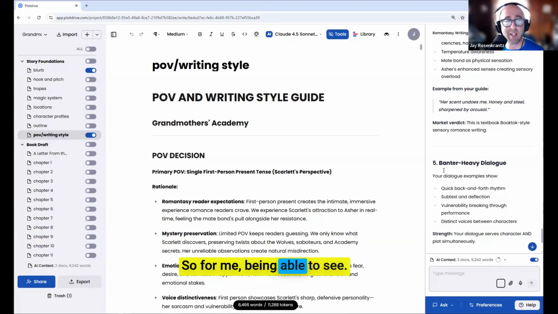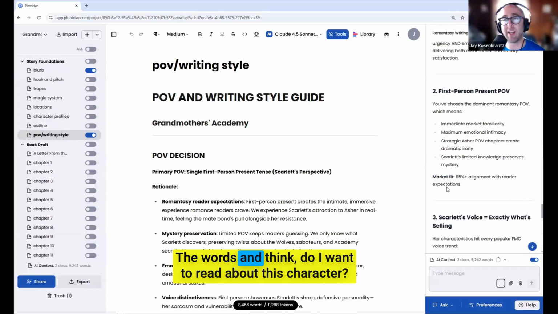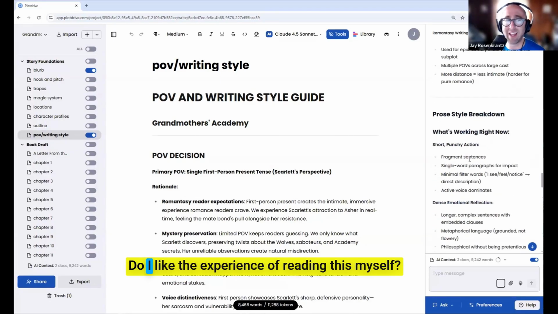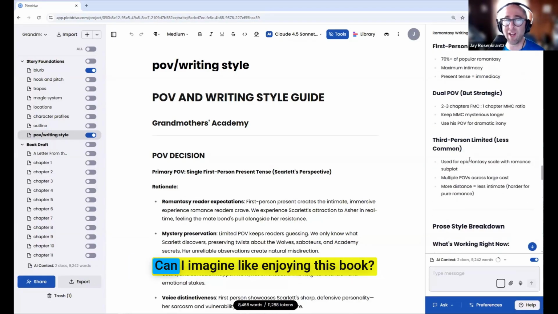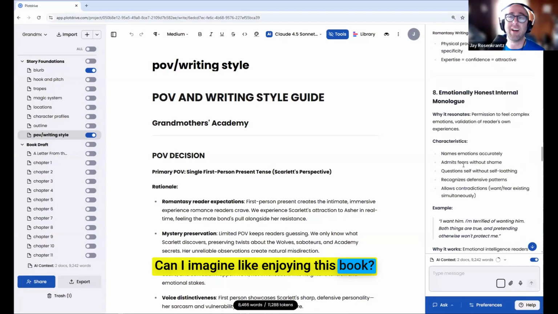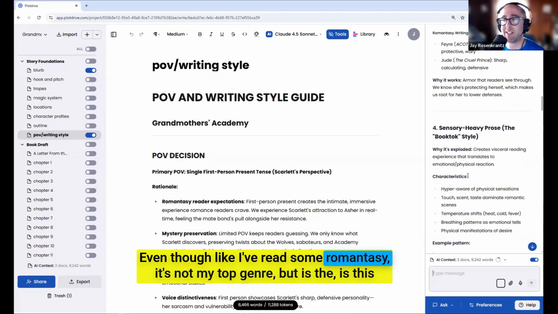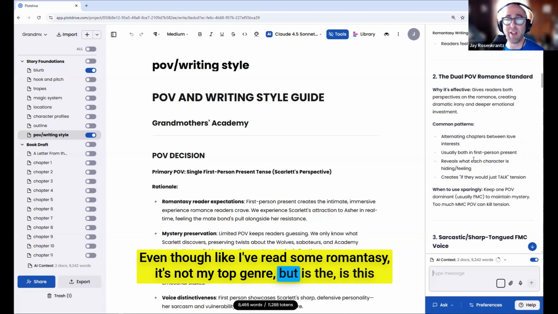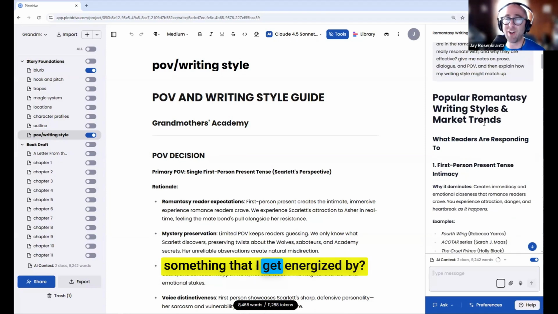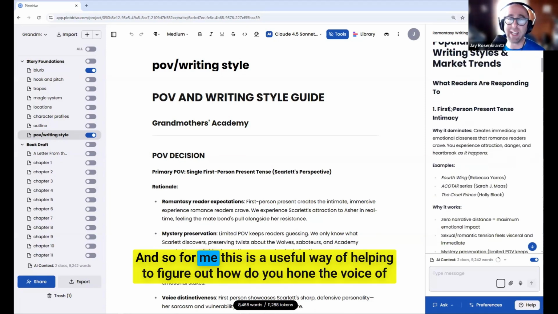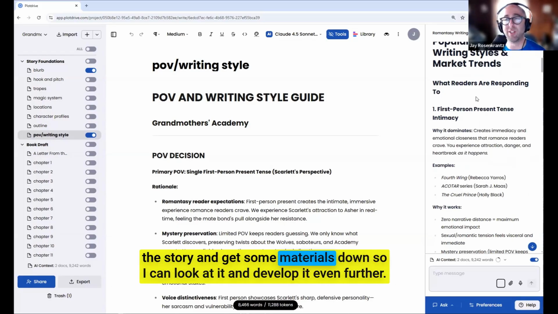So for me, being able to see the words and think, do I want to read about this character? Do I like the experience of reading this myself? Can I imagine enjoying this book, even though I've read some romantasy, it's not my top genre, but is this something that I get energized by? And so for me, this is a useful way of helping to figure out how to hone the voice of the story and get some materials down so I can look at it and develop it even further.